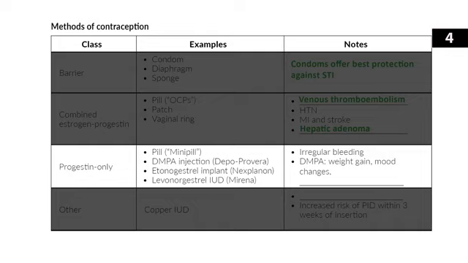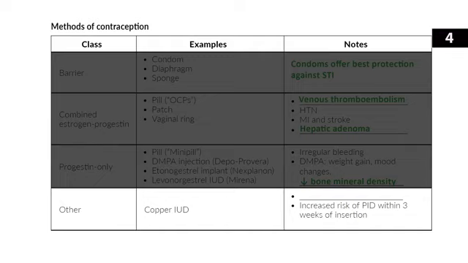All of these can cause irregular bleeding, but the Depo-Provera has some unique adverse effects. It's the only birth control that has been shown to cause weight gain, although it's usually only a small amount. And it has also been associated with mood changes and, importantly, a decrease in bone mineral density. Definitely know that one.